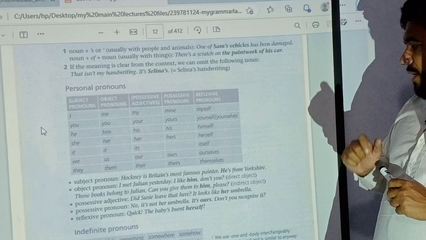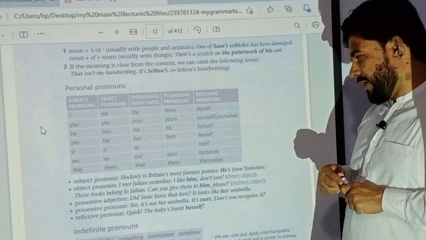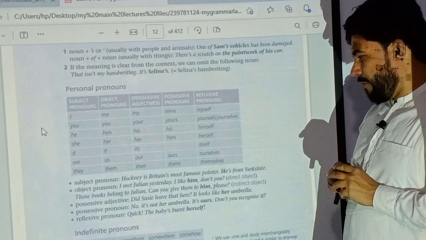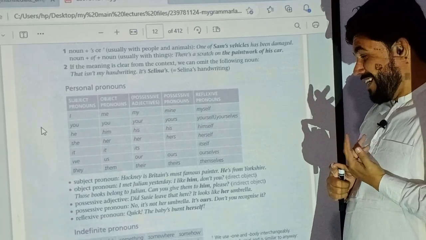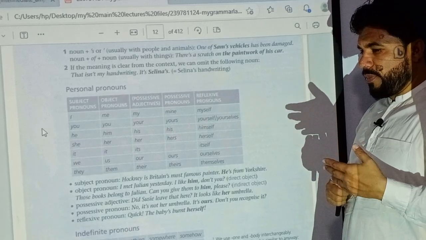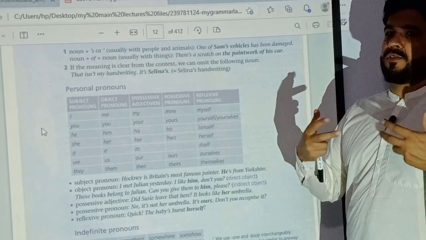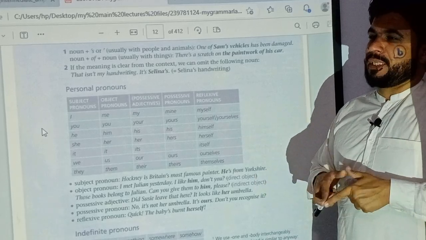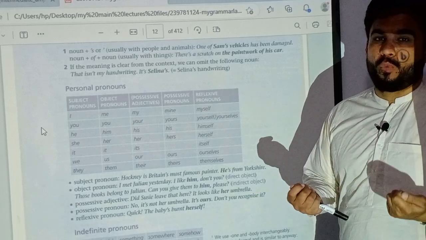All right, so we have another example. Those books belong to Julian. Can you give them to him, please? Now, we've got two objects here. One is the direct object and one is the indirect object. So a direct object is something or somebody that responds to the question what or who, and an indirect object is something or somebody that responds to the question for whom or for what, right?